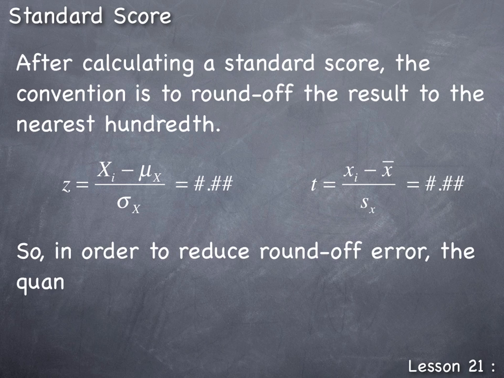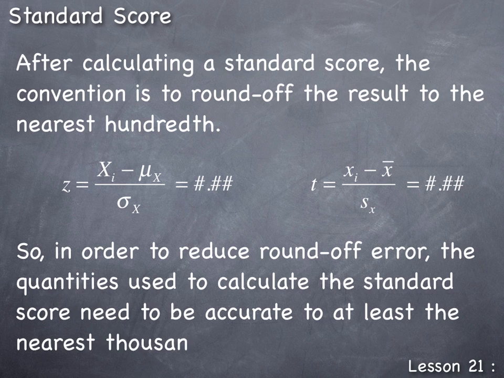So, in order to reduce round-off error, the quantities used to calculate the standard score need to be accurate to at least the nearest thousandth. That is, if we are going to use rounded off values for the mean or the standard deviation in the calculation of the standard score, we need to carry at least one more decimal place of accuracy than we need in the final answer in order to reduce that round-off error. So we need to carry at least 3 decimal places in our rounded off calculations for means and standard deviations when calculating standard scores so that we can round off that result to 2 places after the decimal.